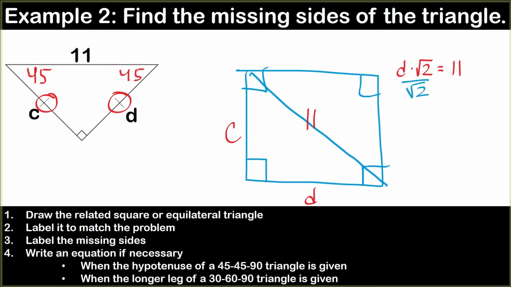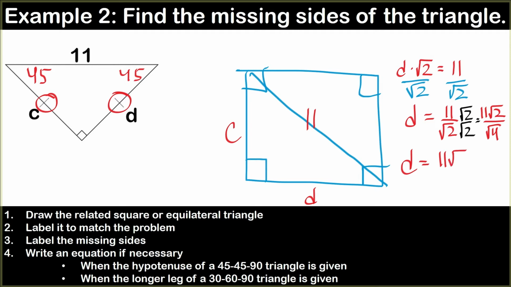So I divide both sides by root 2, and I find out that D equals 11 over root 2. That's a fine answer, except we're not allowed to have square roots in the denominator of our fractions. So I'm going to rationalize by multiplying the top and bottom by root 2, and that will give me 11 root 2 over root 4, and 4 is a perfect square, so my final answer for D will be 11 root 2 over 2. And if that's the length of side D, then that will also be the length of side C.